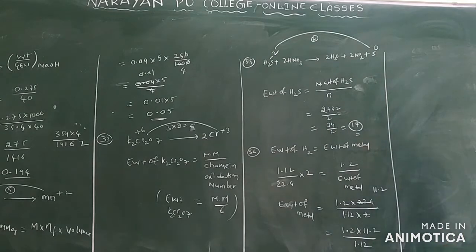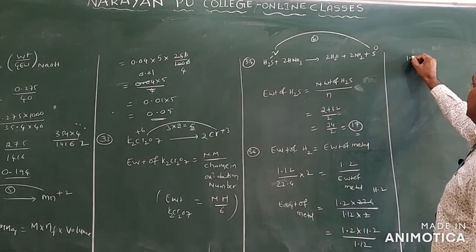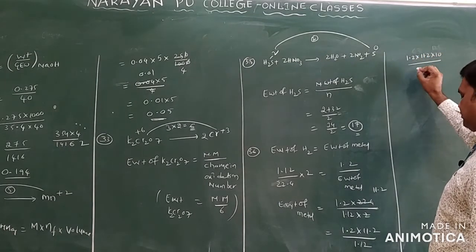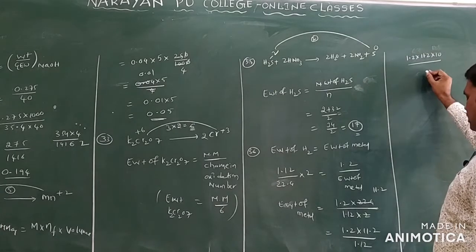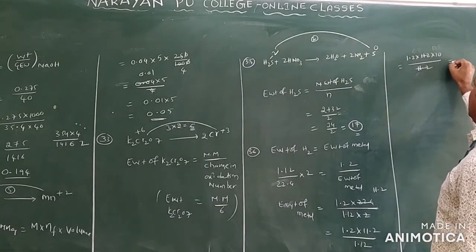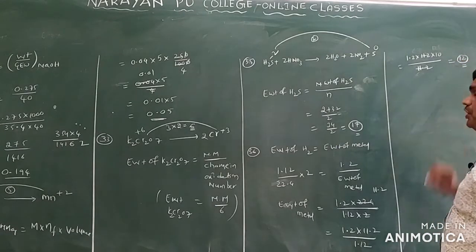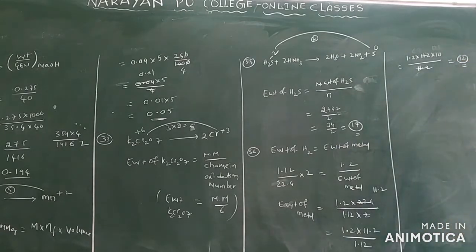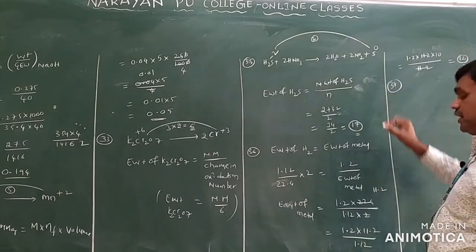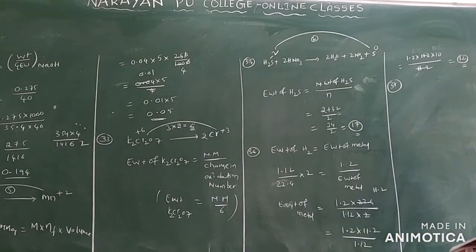If you do this, what will you get? You can multiply and divide by 10. So this is 1.2 into 11.2 into 10 by 11.2 only. The 11.2 cancels, and 1.2 into 10 means 12 only. This is the equivalent weight of the metal. So the answer you will take here is option 1 for this question only.